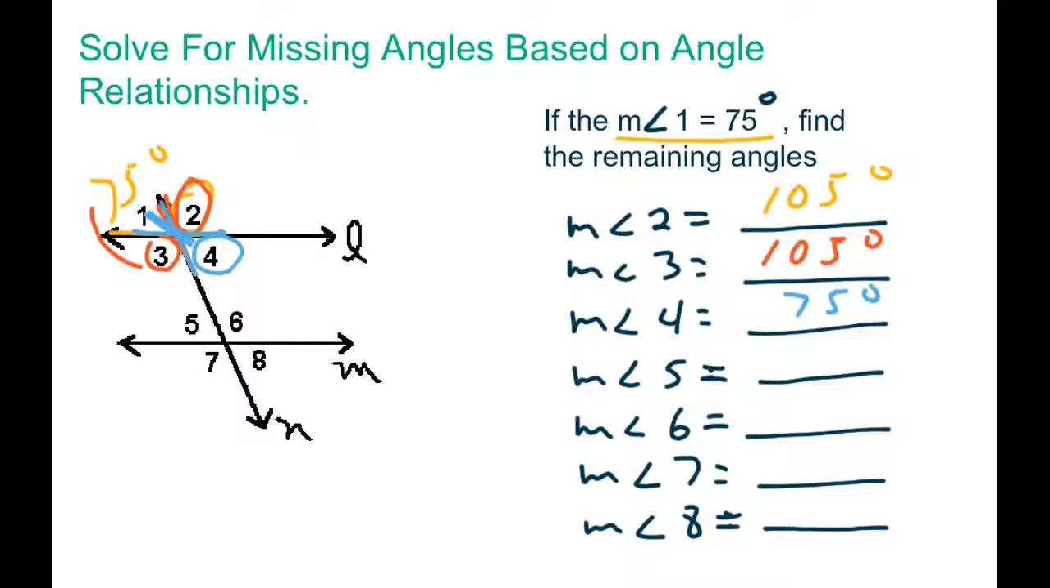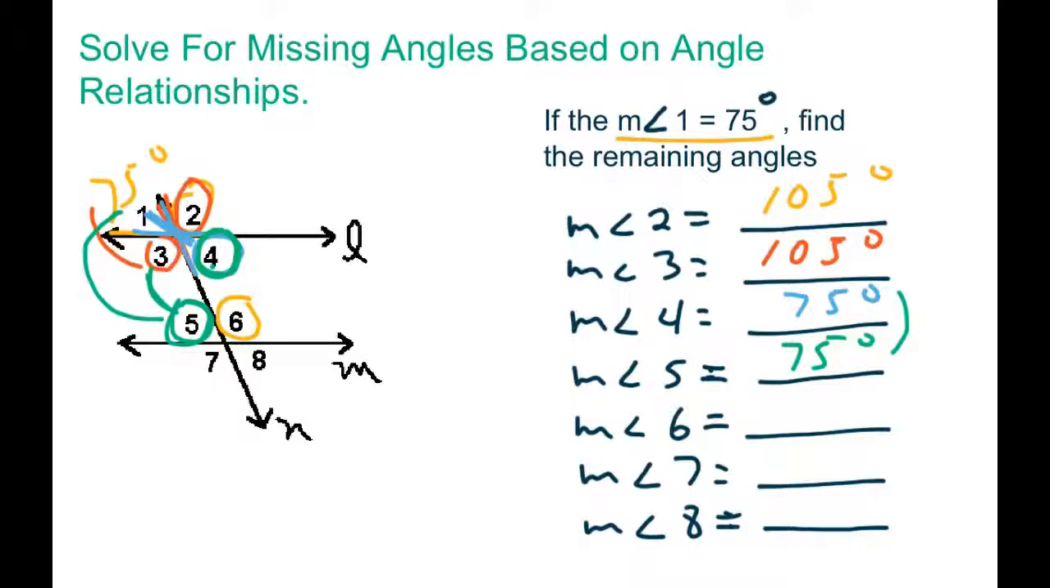All right, now we're looking at angle 5. Well, angle 5 and angle 1 are corresponding. Corresponding angles are congruent. So if 1 is 75, 5 is 75. I could have looked at 5 and 4 are alternate interior. Alternate interior are congruent. So if 4 is 75, 5 is 75. I could have looked at 3 and 5 are same side interior, and they're supplementary. So if 3 is 105, 5 must be 75. They have to add to 180. So a bunch of different ways you can do it. You only need to figure it out one way, though.